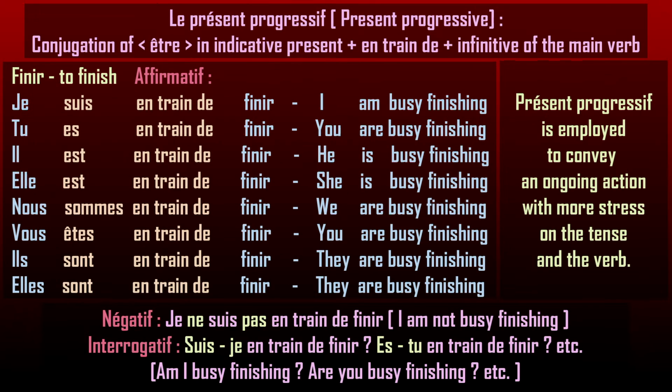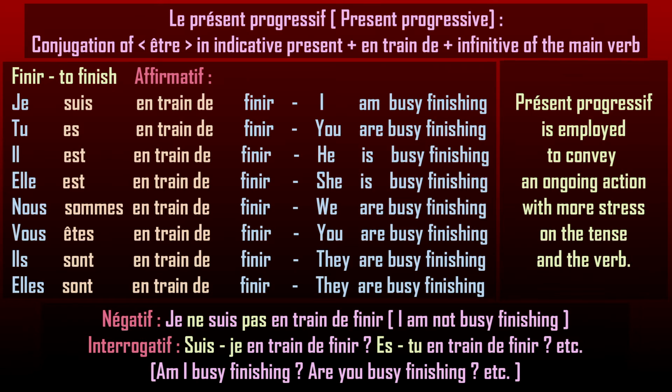We have the present progressive to be constructed. It goes like this. Conjugation of être in indicative present tense. With this, you add en train de, and the infinitive of the main verb is added to get a tense called le présent progressif. We conjugate the verb finir in present progressive.